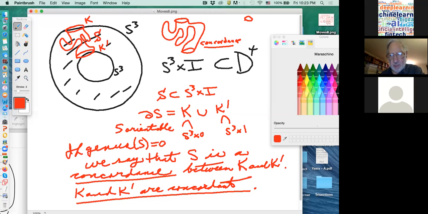Something like this is not a concordance. In this case, we created genus in the middle. We went through two saddle points, went into two components. They went through a saddle point back to one. Not a concordance.